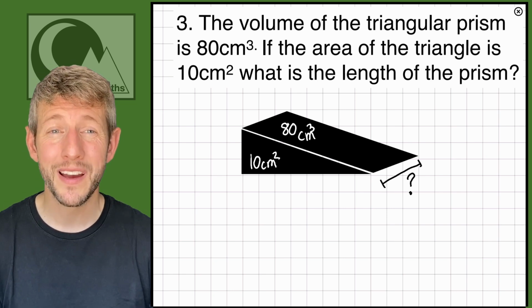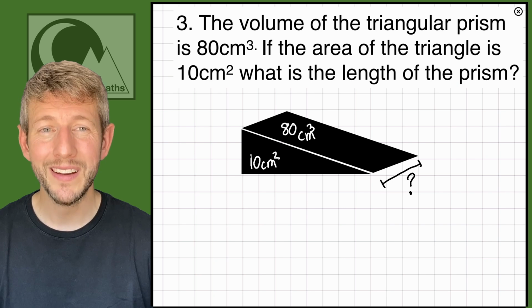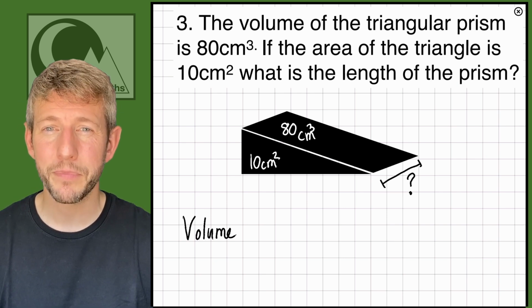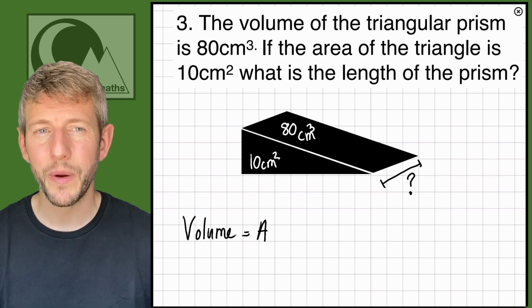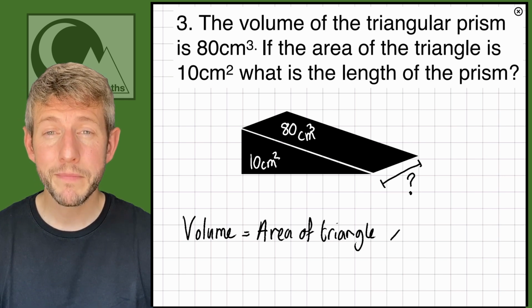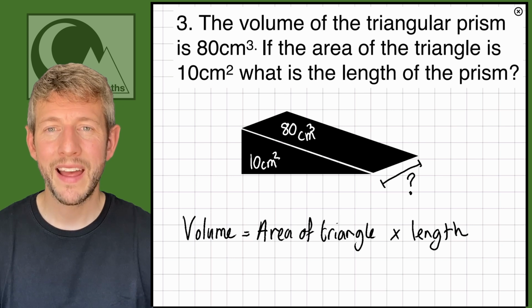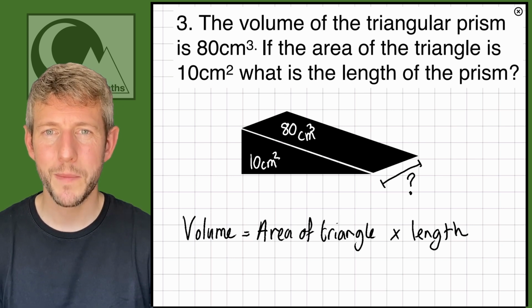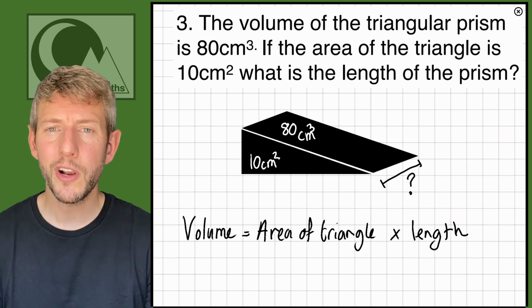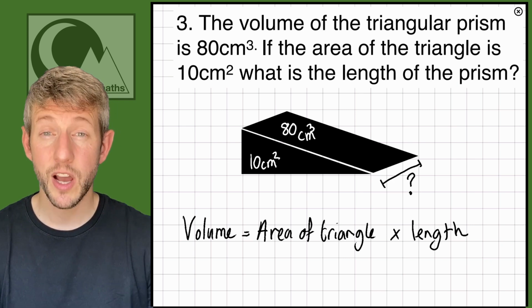Okay, so I'm going to write down our formula, but I'm going to write it down slightly different. I'm going to write it down in a simpler way. I'm just going to say that the volume equals area of triangle times length. Okay, so let's have a think about that. So the volume equals the area of the triangle times length.